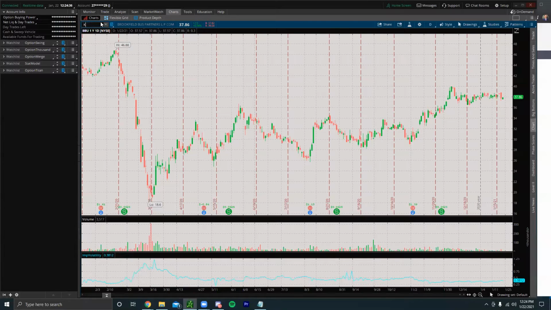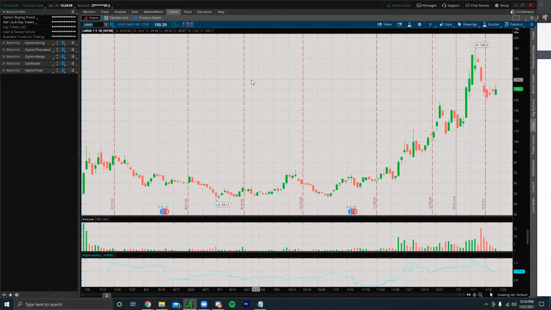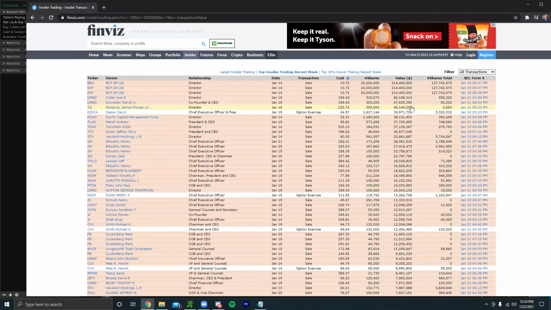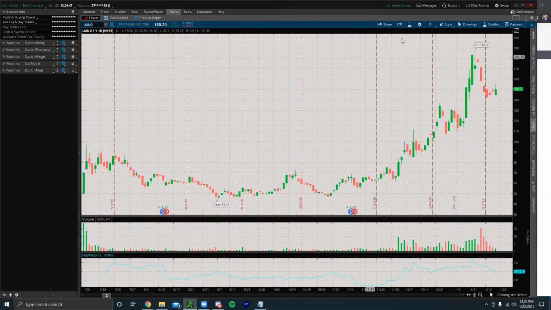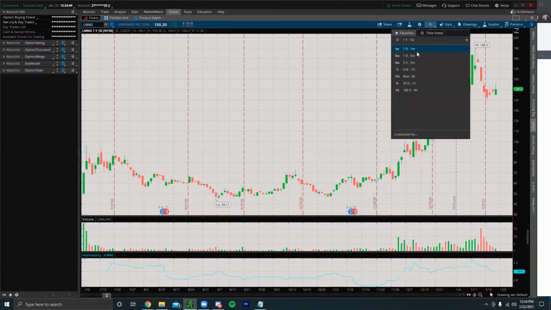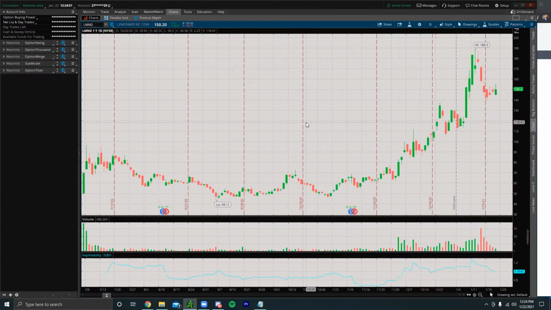If we look at LMND, we can see that their stock price is pretty high right now. We can see that they sold LMND at about $159 each. Right now it's at $150 each. So maybe these insiders know that there's going to be bad news coming out pretty soon on this stock, and that's why they're selling. We don't know why they're selling. It could be bad news, or it could be just because they need money.